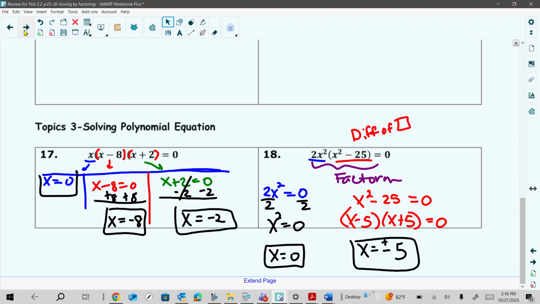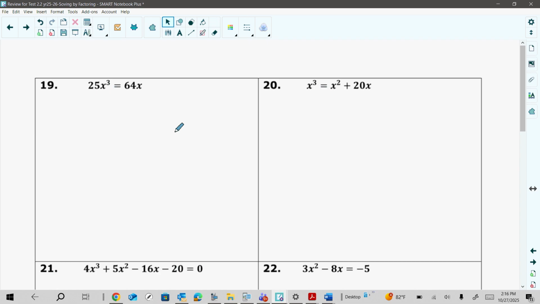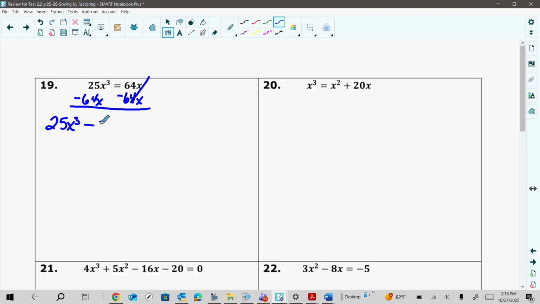It's not until we get to the next page here that we have to set it equal to 0. See, this is equal to 64x. So we're going to have to subtract the 64x on both sides. We get 25x to the third power minus 64x equals 0. Now it's equal to 0.